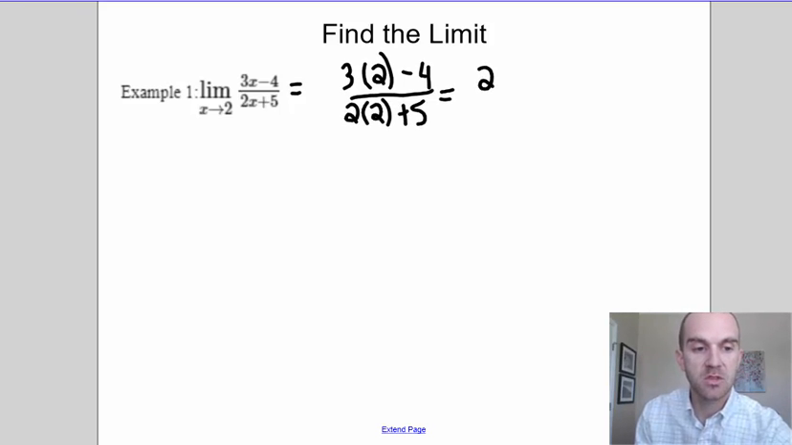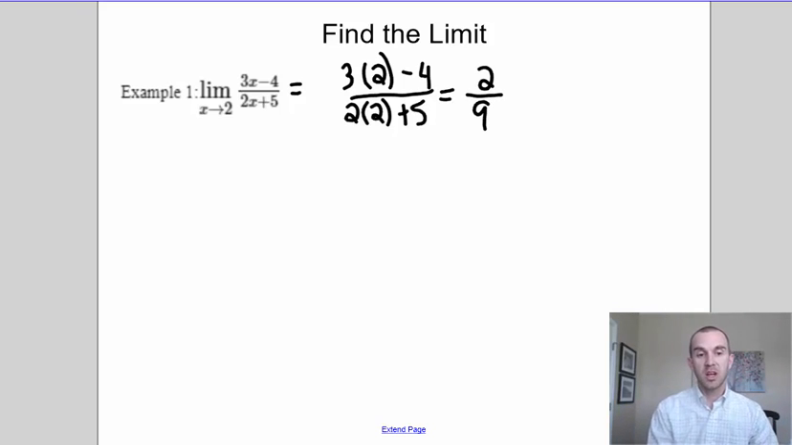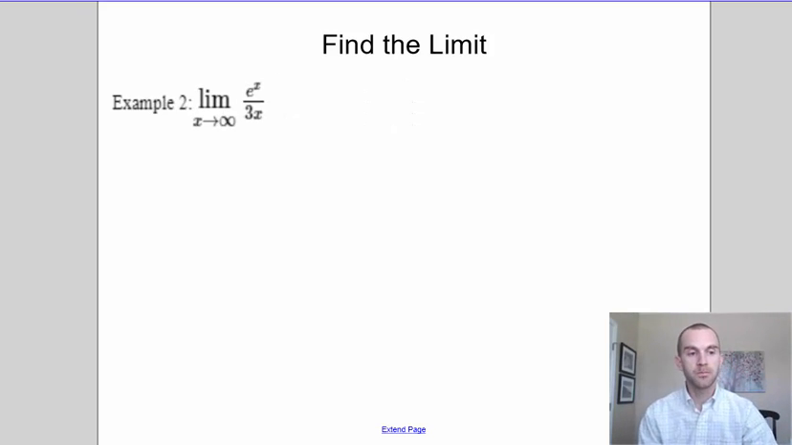6 minus 4 is 2. 4 plus 5 is 9. So the limit of this as it approaches 2 is 2 ninths. That exists. We can move on. Nothing major we have to do here.